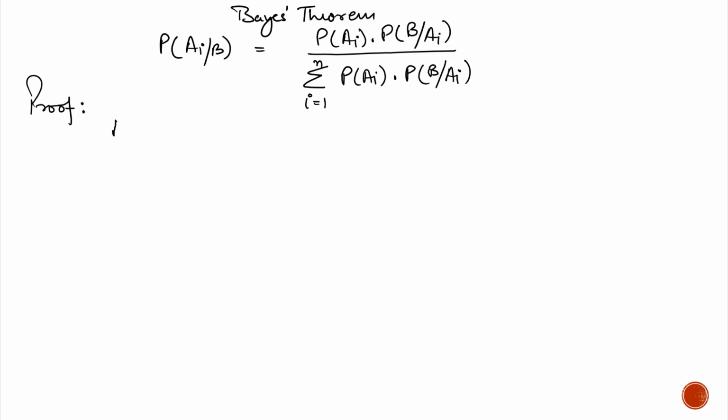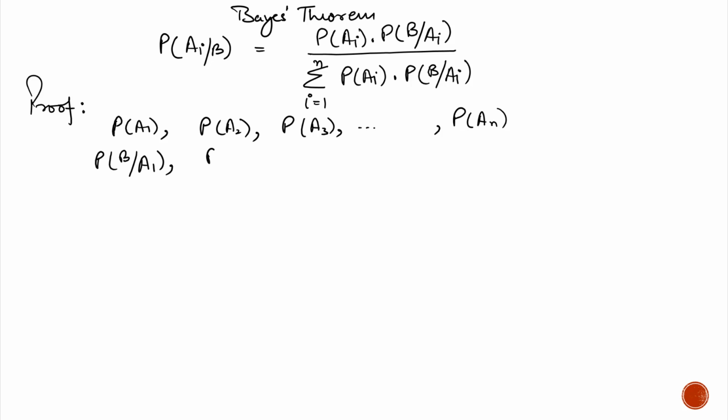Suppose we have n events A1, A2, A3 and so on till An, and their probability is given. And we have one dependent event B on A1, A2 and A3, and their probability is also given, like probability of B by A1, probability of B by A2 and so on till probability of B by An. And now we want to find out the reverse probability. We want to find out probability of A1 by B.